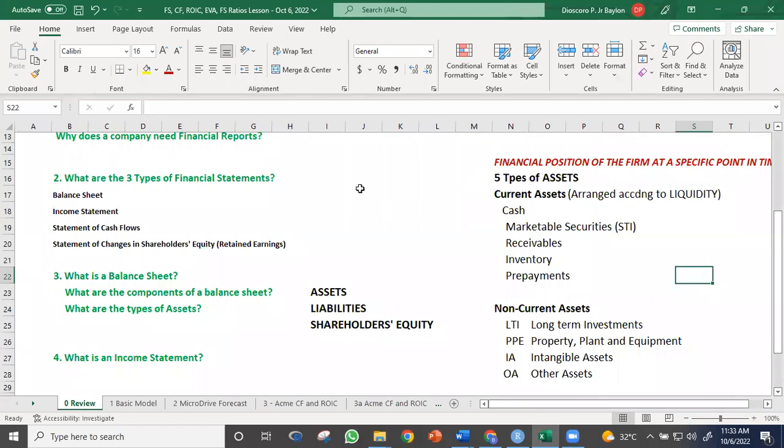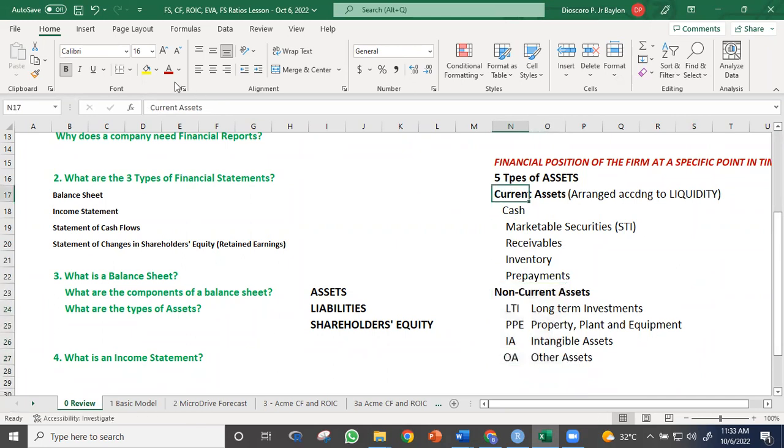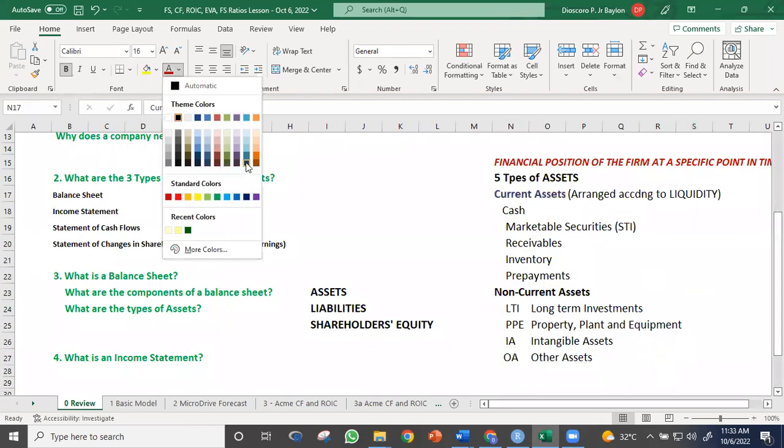Could I have a thumbs up or a chat if so far you recall the types of assets, or what you can see in your balance sheet.